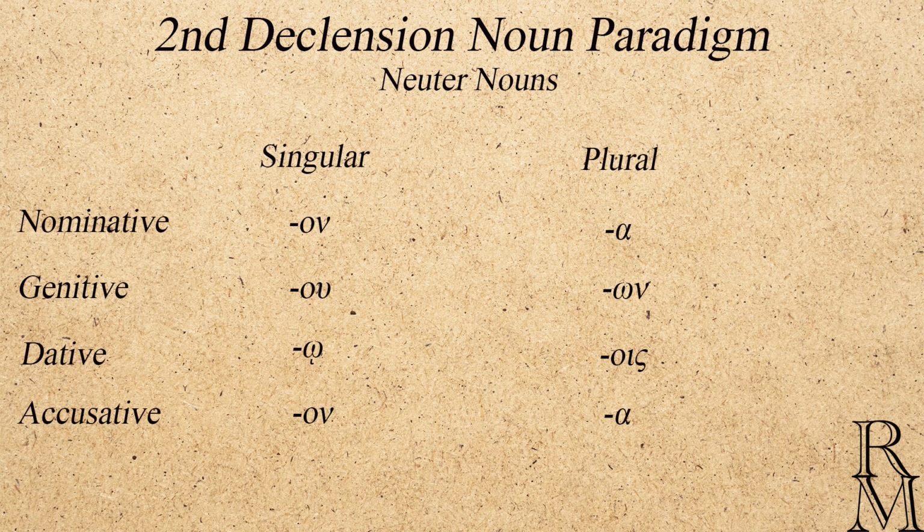Looking at the plural, you'll notice your nominative and your accusative are both just an alpha, while your genitive and dative remain the same. Your genitive plural is the omega nu, and your dative is omicron iota sigma. So those are your endings for your nouns, to be able to determine what case they're in, what number, and what to do with them in a sentence, basically.